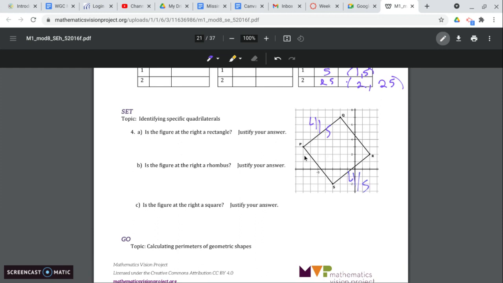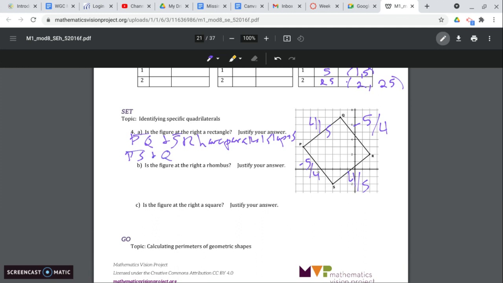Now, P to S, we go down 1, 2, 3, 4, 5 over 1, 2, 3, 4. Negative 5/4. From Q to R, we go down 1, 2, 3, 4, 5, and over 1, 2, 3, 4. Negative 5/4. What do we notice about these slopes? They're opposite reciprocals. So PQ and SR have parallel slopes.